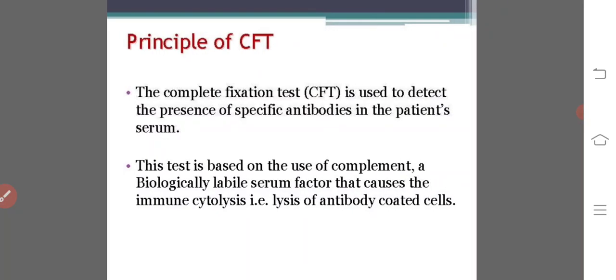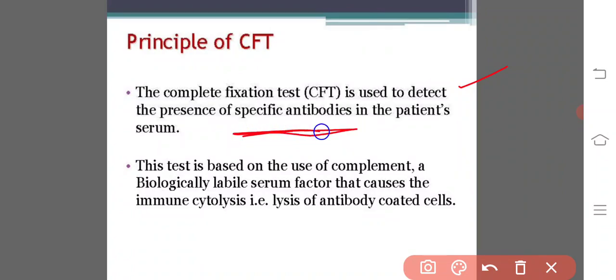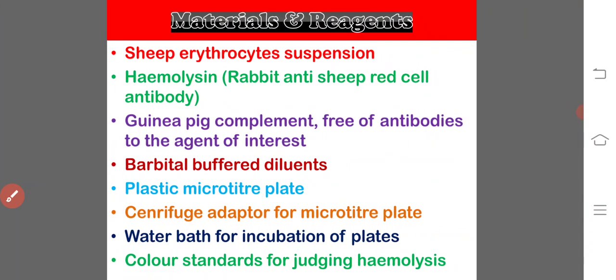Let us see the principle behind the complement fixation test. As we know, the complement fixation test is used to detect the presence of specific antibodies in the patient's serum. This test is based on the use of complement, a biologically labile serum factor that causes immunocytolysis, that is, lysis of antibody coated cells. This is the principle behind the complement fixation test. And what are the materials and reagents that are used in the CFT?